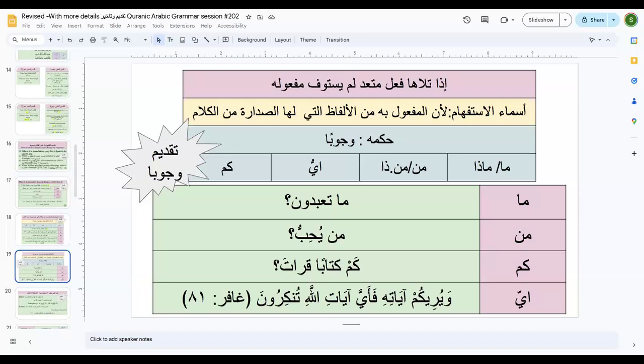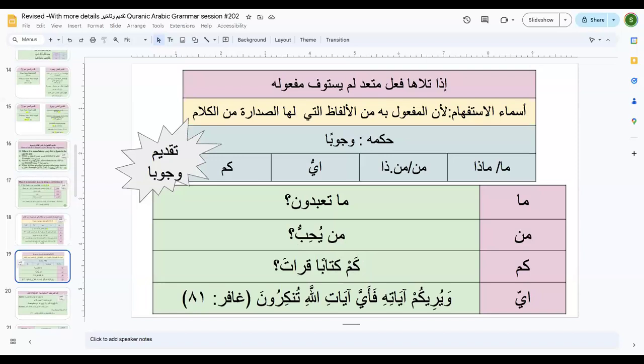Kam kitaban qara'ta. Translate that for me. Faisal, don't translate it. Let other sisters translate this one. Kam kitaban qara'ta. How many books have you read? So, is this clear? So this is qara'ta, you read. Kam kitaban is your maful bihi, right? Easy. So this kam is going to be maf'ul bihi. Kam as istifhamia is going to be labeled as maf'ul bihi muqaddam.